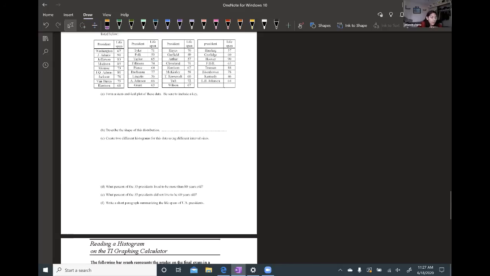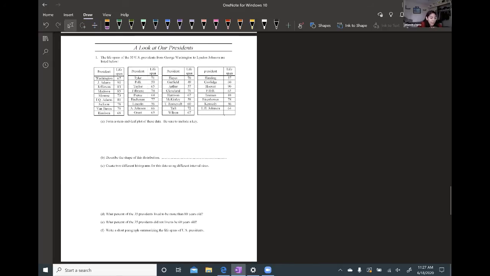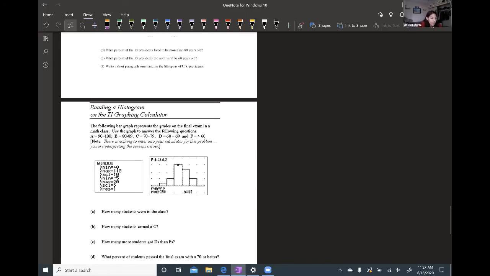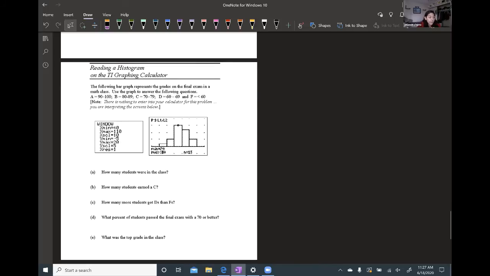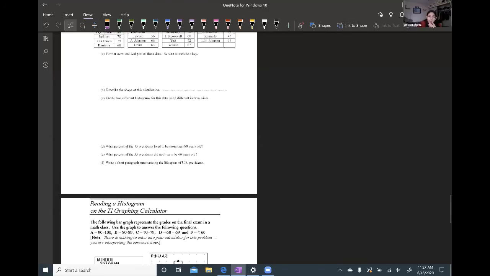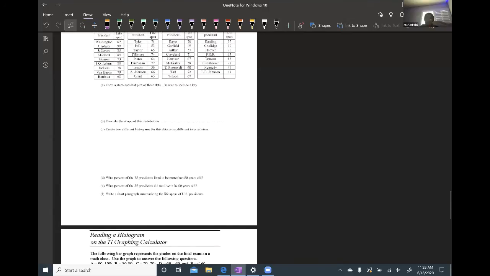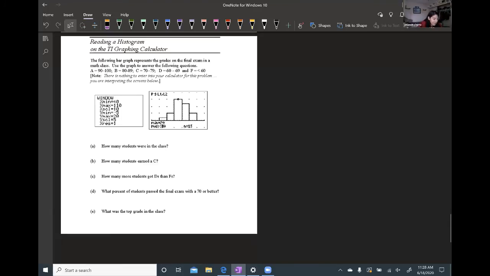So option A is we do this worksheet and we make a histogram, or option B, we read information from a histogram in worksheet B. Worksheet B. B. Mia, what do you think? B. Noah? B. All right, so then it doesn't matter because we're doing B.